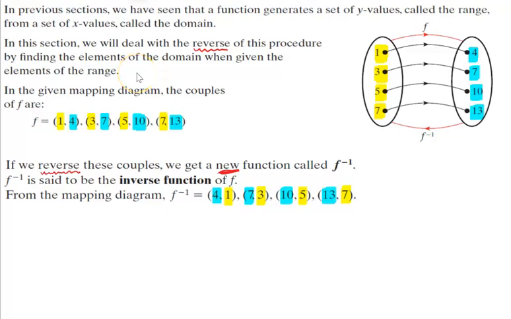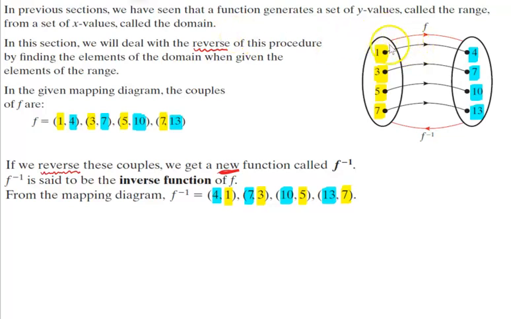Inverse functions, part 1. In previous sections, we have seen that a function generates a set of y values called a range from a set of x values called a domain. And it's important to note that the domain comes first. So if you mix up domain and range, think about it that D comes before R in the alphabet and X comes before Y in the alphabet.